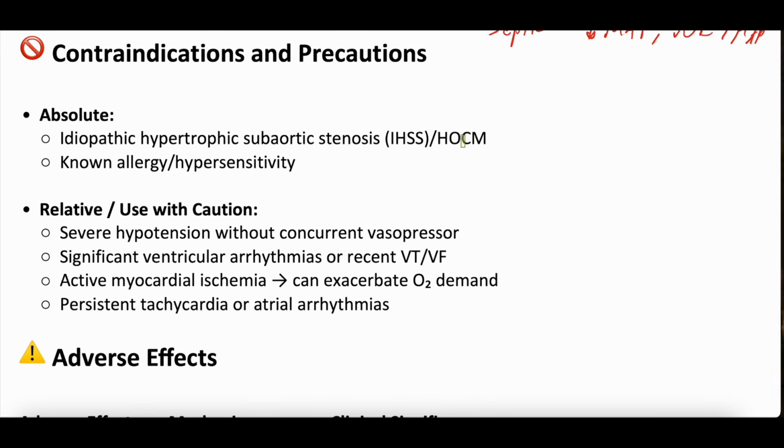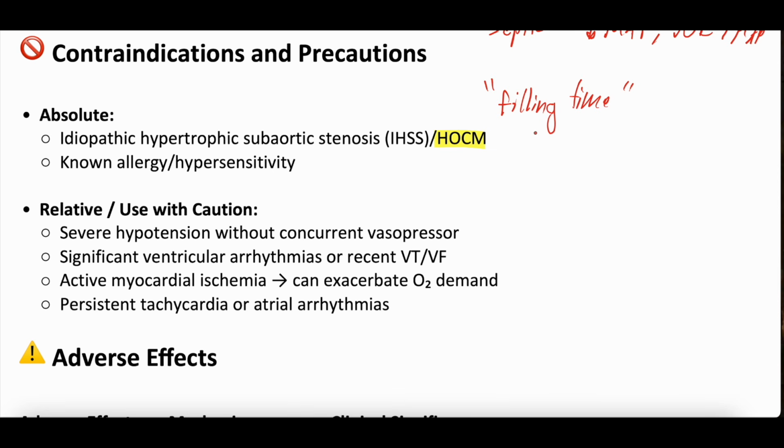All right, contraindications and precautions. In patients with really bad hypertrophic obstructive cardiomyopathy or idiopathic hypertrophic subaortic stenosis, IHSS, these are conditions where you need as much filling time as possible. Okay, you don't want that heart squeezing too hard or too fast because they have this dynamic obstruction of their outflow tract. Again, this is complex. If this isn't registering, just ignore it.